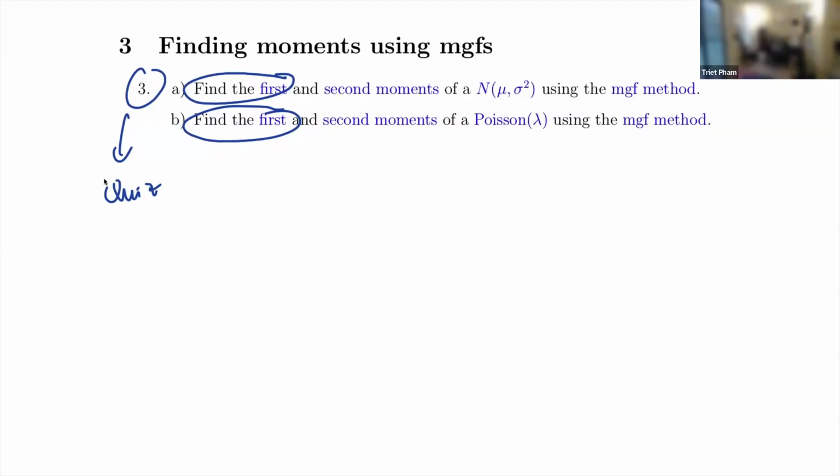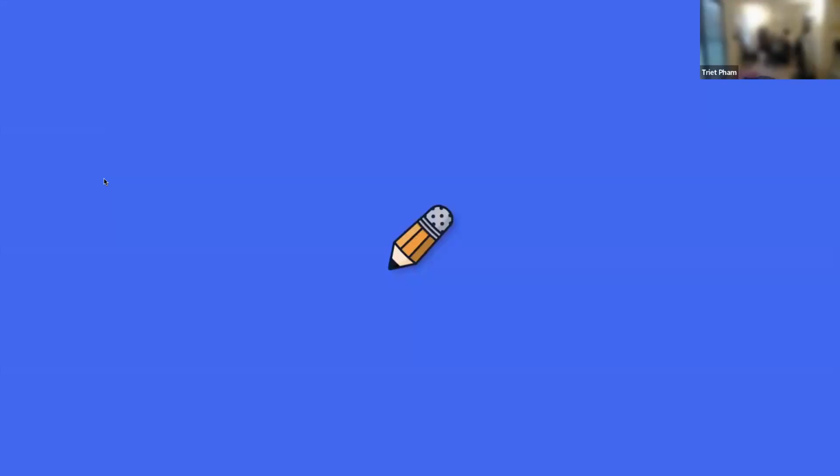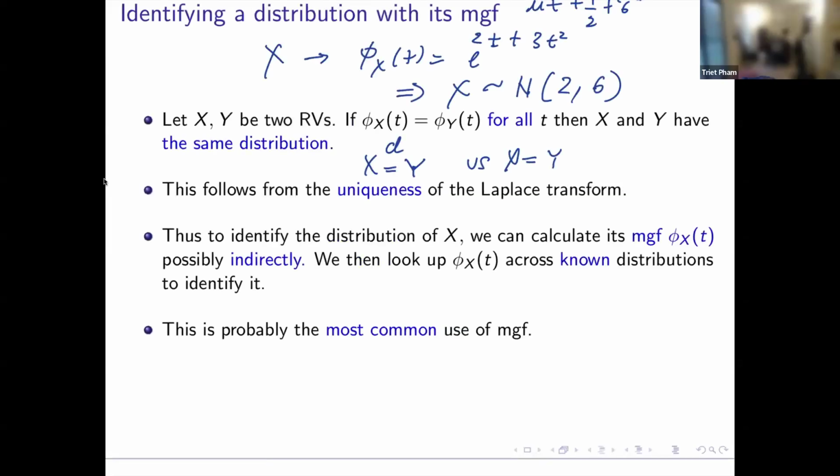Any question before we continue? Okay. So back to the lecture. Identifying the distribution is probably the most common and most powerful use of the moment generating function. But I guess this alone may not make it that popular.